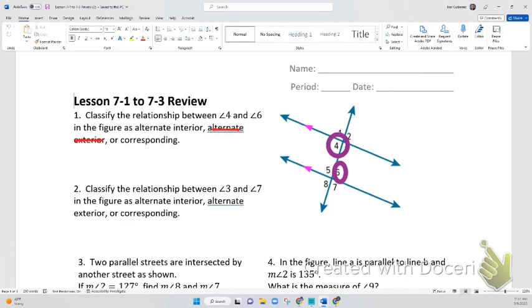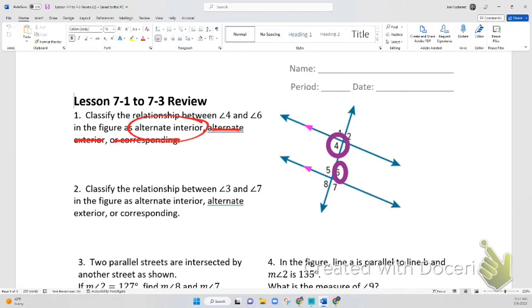Corresponding means that if you were to cut it in half and slide one of the images on top of the other, they would match up. 4 and 6 do not match up. It's not corresponding. The only thing you have left is alternate interior. So that's your answer for number 1.